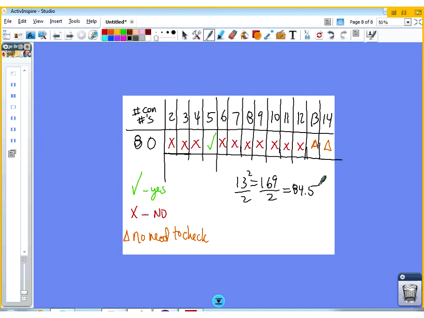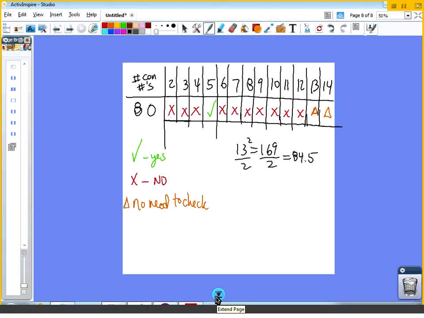This is the basic problem. Okay, so only 5 works, and how can you write 5 as the sum of consecutive numbers? Sorry, what? 14.